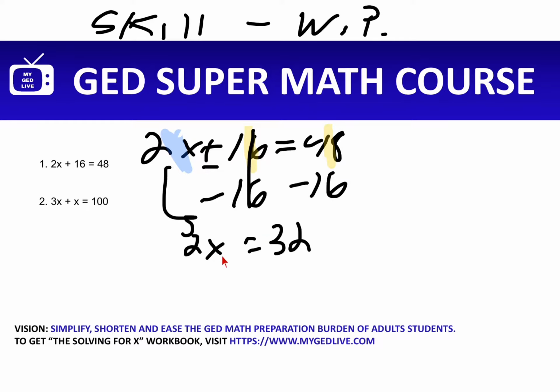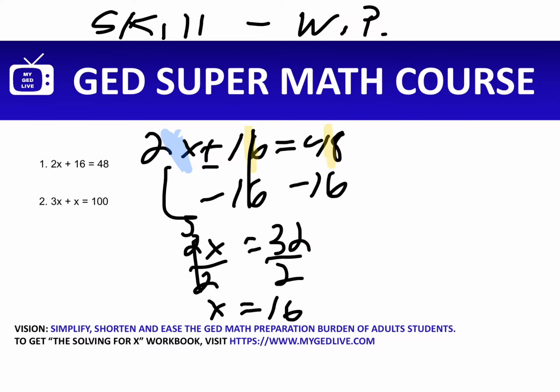Now we still have to do the opposite here. This is x multiplied by 2, so we're going to do the opposite, which is x divided by 2. And again, whatever we do on this side, we're also going to do on this side, so we're going to divide that 32 by 2 as well. 2 divided by 2 is 1x, or just simply x, and then 32 divided by 2 is 16. So now you see, when you take that 16 and plug that in there, 2 times 16 is 32. 32 plus 16 does, in fact, equal 48.